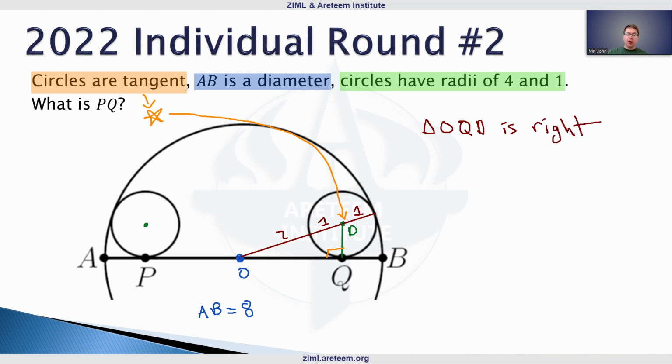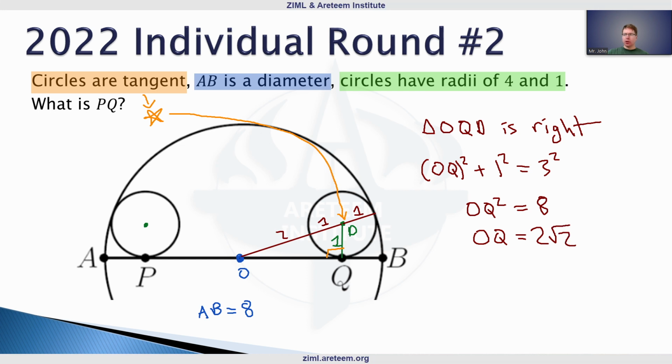So Pythagorean theorem gives us something pretty nice, right? OQ squared, I'm not going to label all the points here, plus 1 squared, because we know that QD, that is another radius of that small circle. So that plus 1 squared is equal to 2 plus 1, or 3 squared there. So we know that OQ squared is 9 minus 1 is 8. So OQ is 2 square root of 2. Square root of 8 written in simplest radical form gives us that 2 root 2 there.